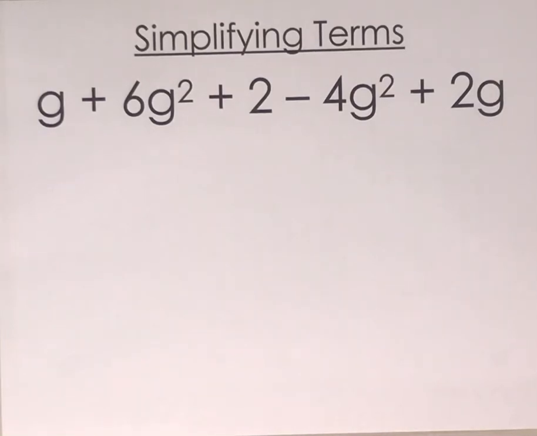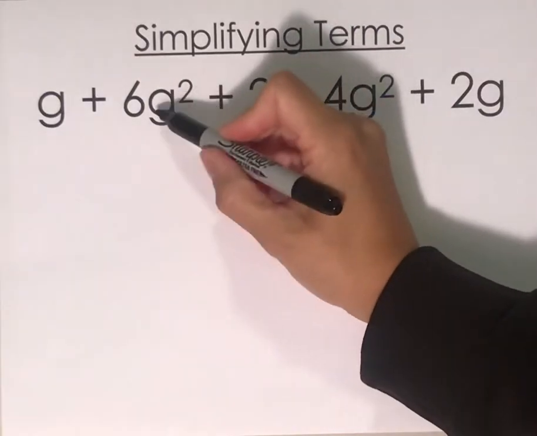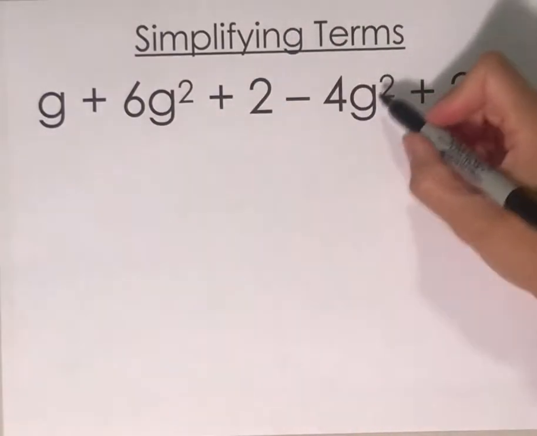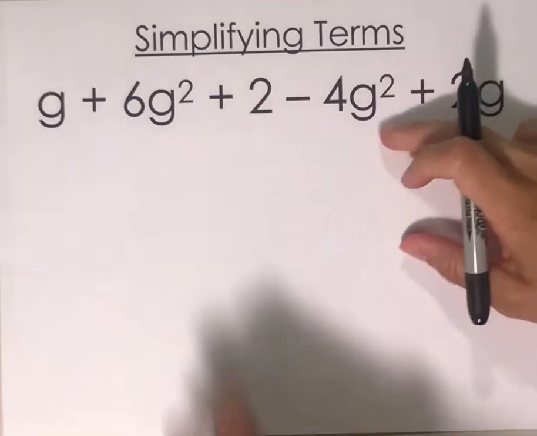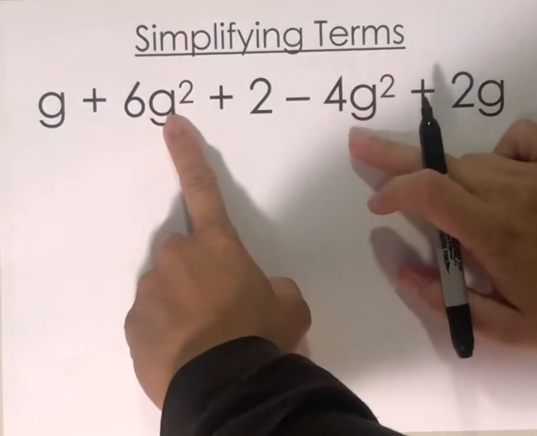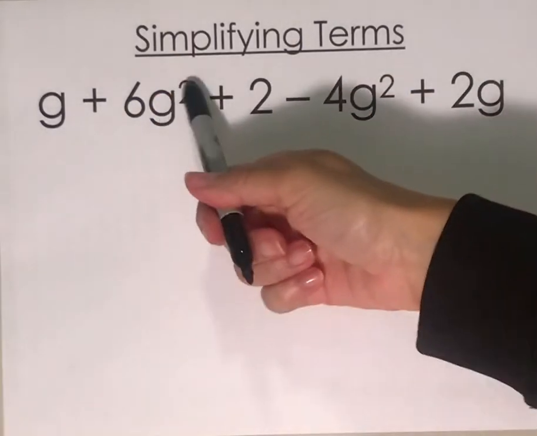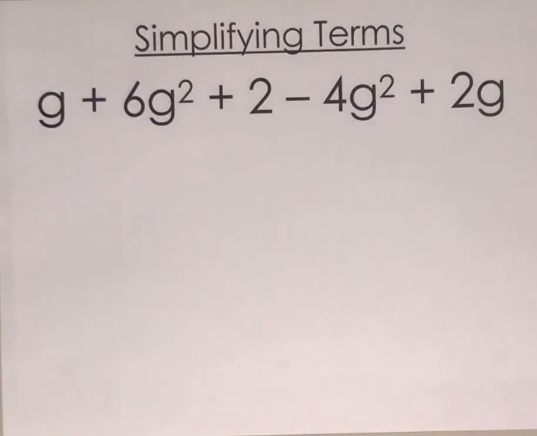So in this problem, we have a few terms that are alike. So if you see here, I have a g squared. Remember, that's an exponent, and I have another g squared. We call these two like terms because they look the same, because they're both g squared and g squared. So we can put those together to reduce the terms.